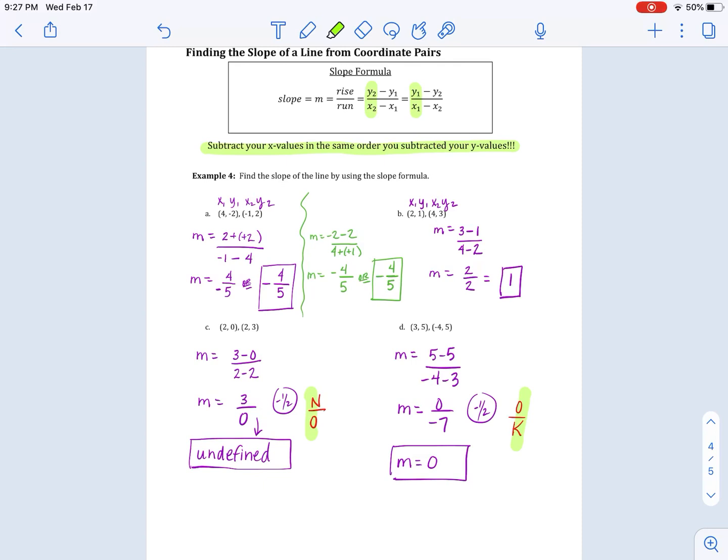All right, so as you can imagine, when using the slope formula, there are oftentimes sign mistakes, so be careful with your signs. The other mistake I see is sometimes people accidentally put the x's on the top. Make sure your y's are on the top. Remember, we're thinking of it as rise over run. Slope is always thought of as rise over run.